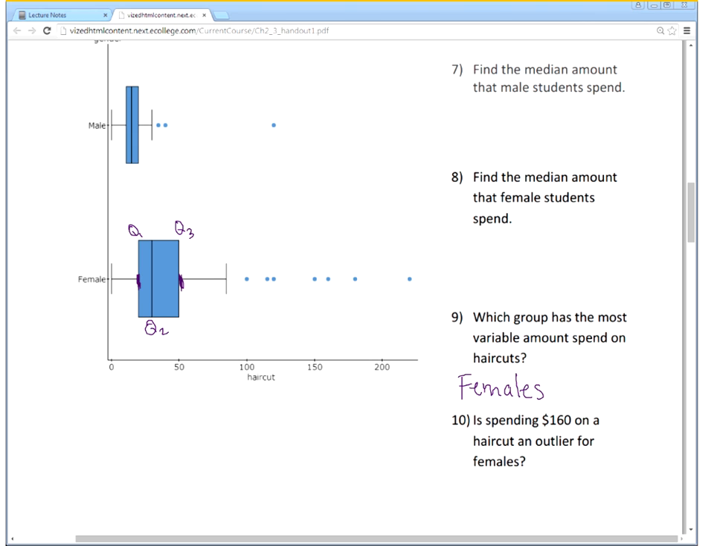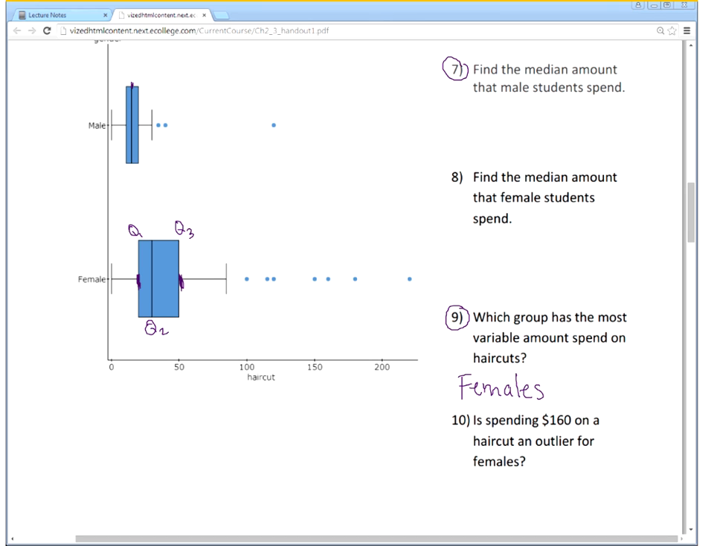You should know what's happening as far as the measure of spread by using box plots. The box plot that has the largest distance between the third and the first quartile has the largest spread. Okay, so let's go ahead and look at number 7 here. Find the median amount that male students spend. The median amount. First you have to find out what measures the median.